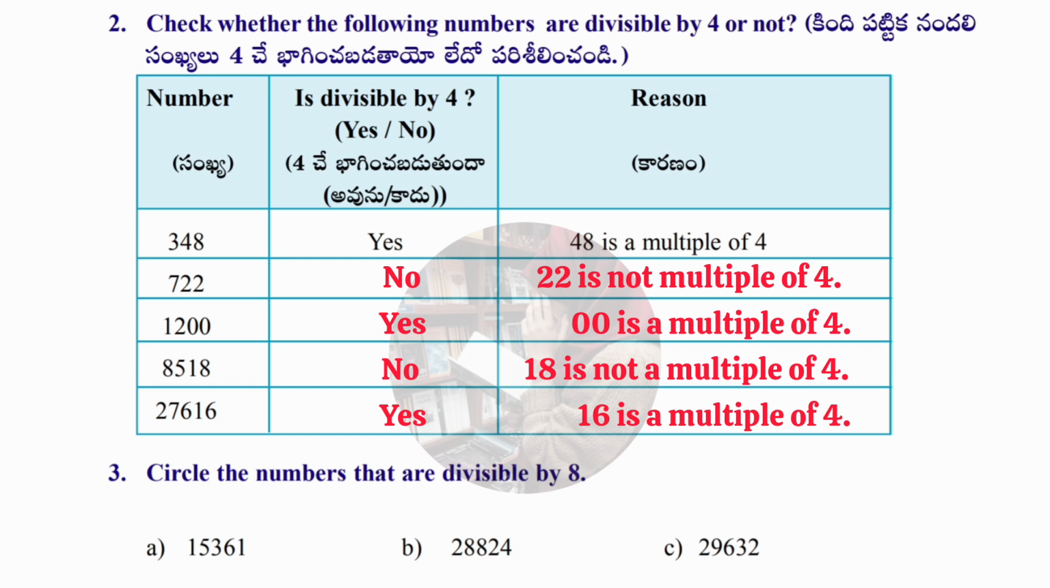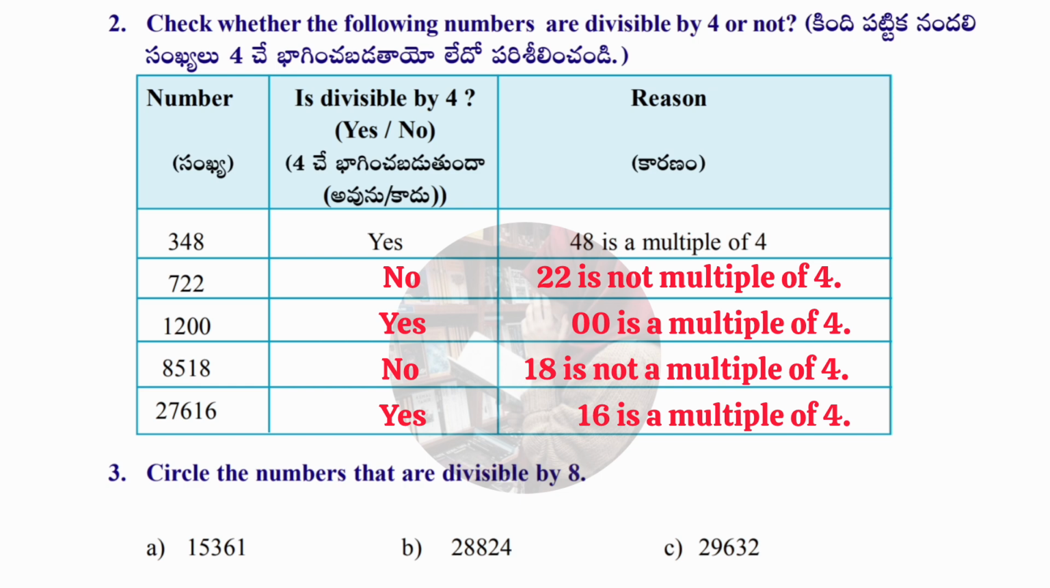Okay, next one is 8518. So last two digits are 18. It is not divisible by 4. That's why I write down no. So reason is 18 is not a multiple of 4. Last number is 27,616. Last two digits are 16. It is divisible by 4. That's why I write down yes. And the reason is last two digits which is 16 is a multiple of 4. Okay guys, I hope you understood this one. Now we'll move to the third Roman.